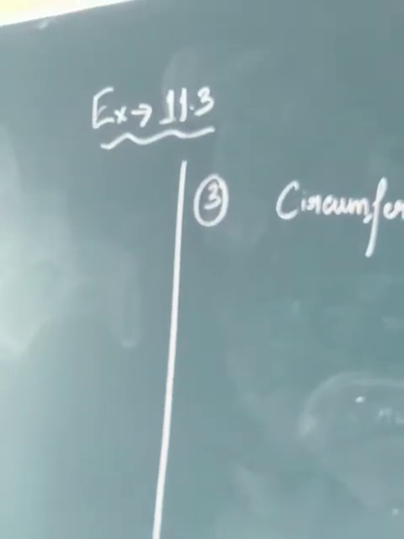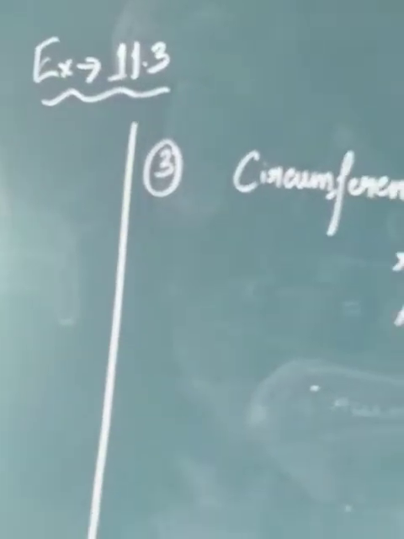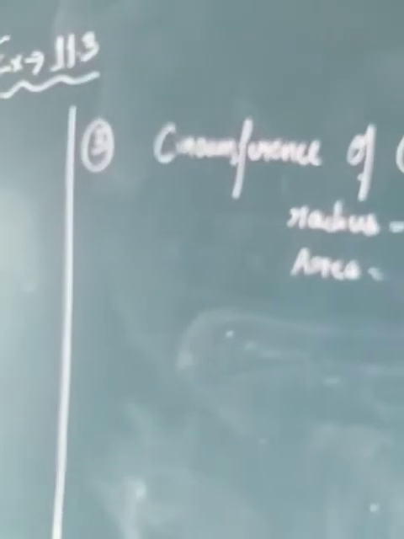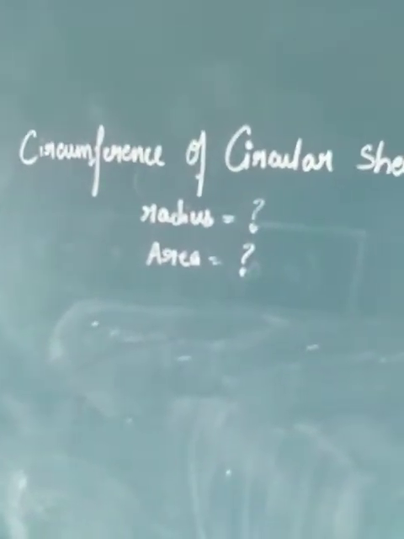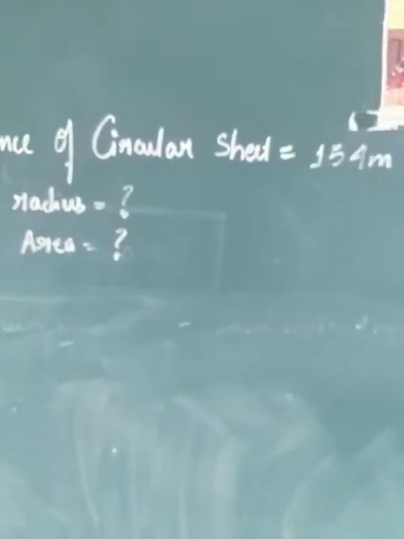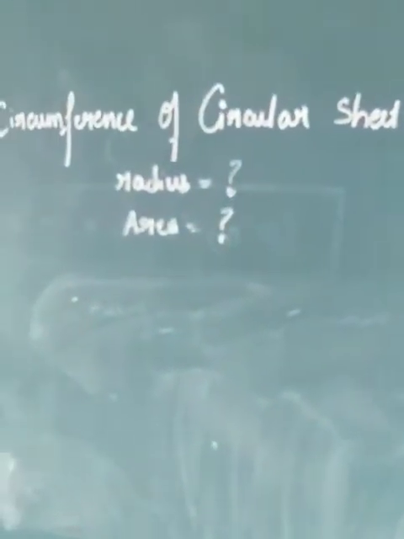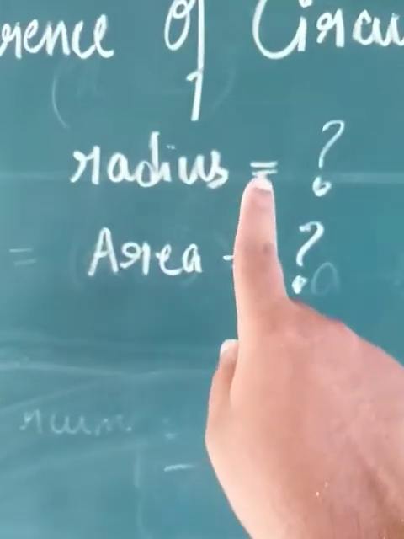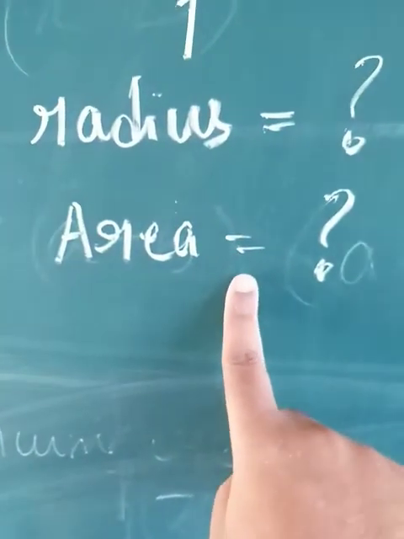Hello students, today in this session I will explain question number 3 and 4 of exercise 11.3. In question number 3 it is said that the circumference of a circular sheet is given, 154 meter, and you have to find out the radius and then the area.